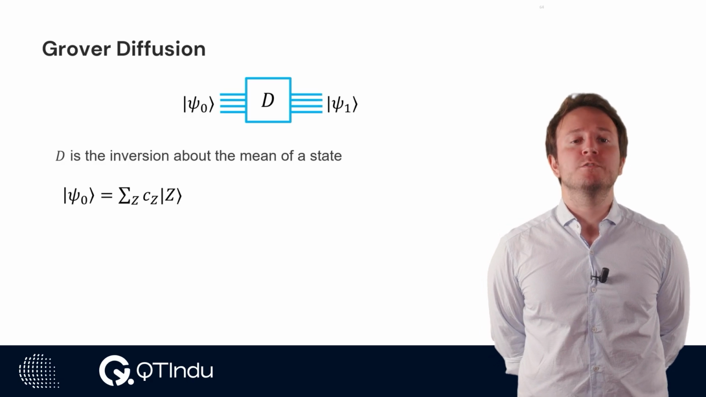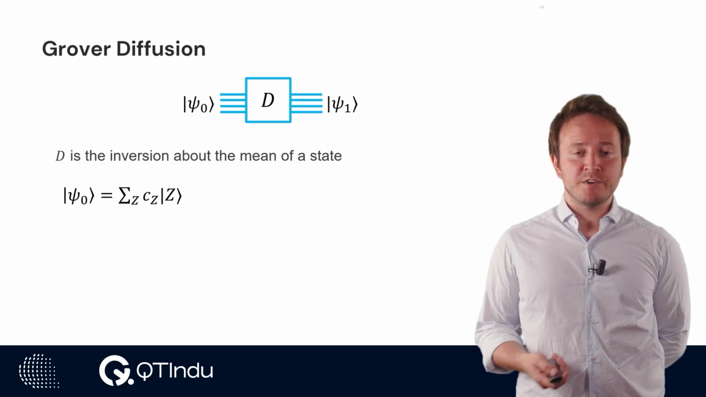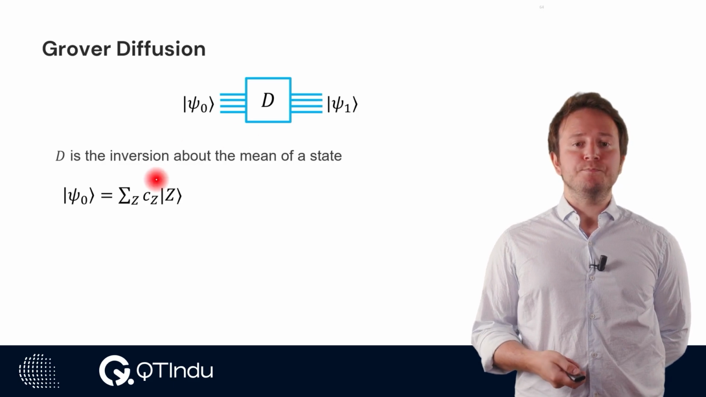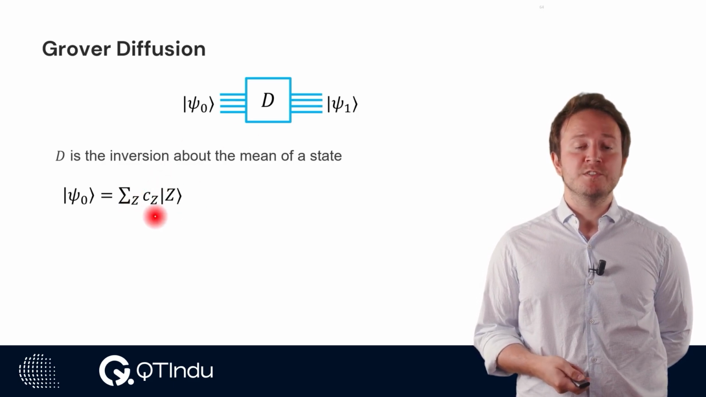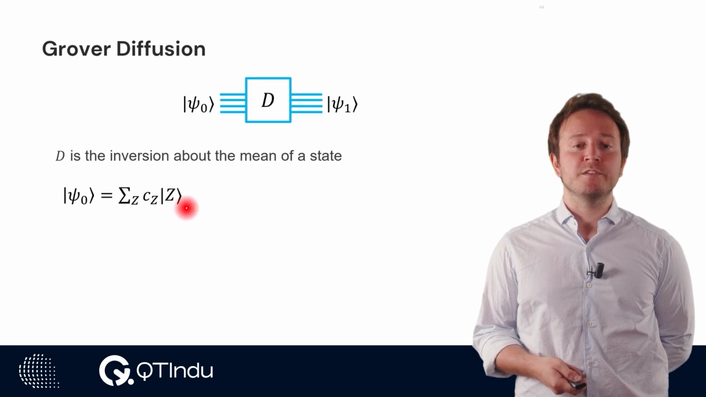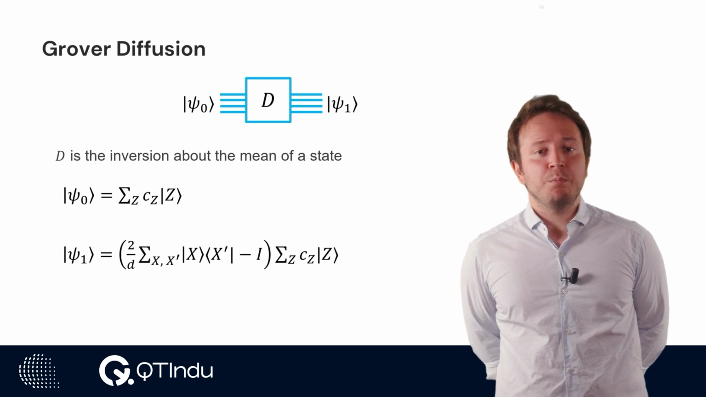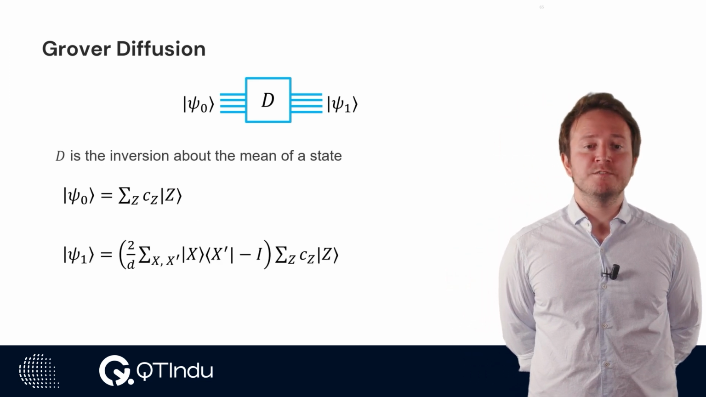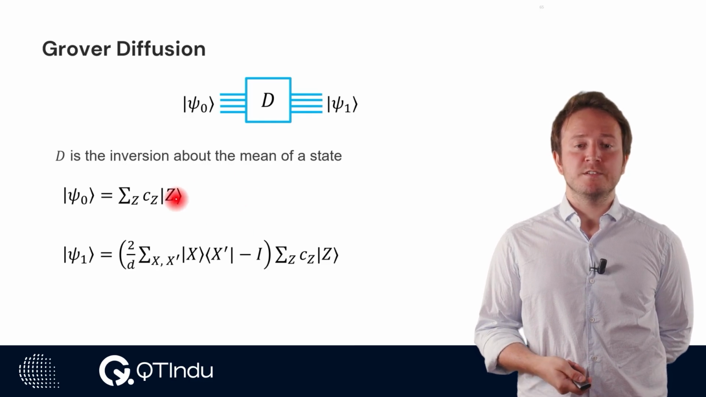D operator on an arbitrary input state psi of 0. That is an arbitrary input state where we take a general combination with coefficient C of Z of all the possible input strings capital Z. Now, when we apply the operator D that we just defined, the output state will be given by this formula.